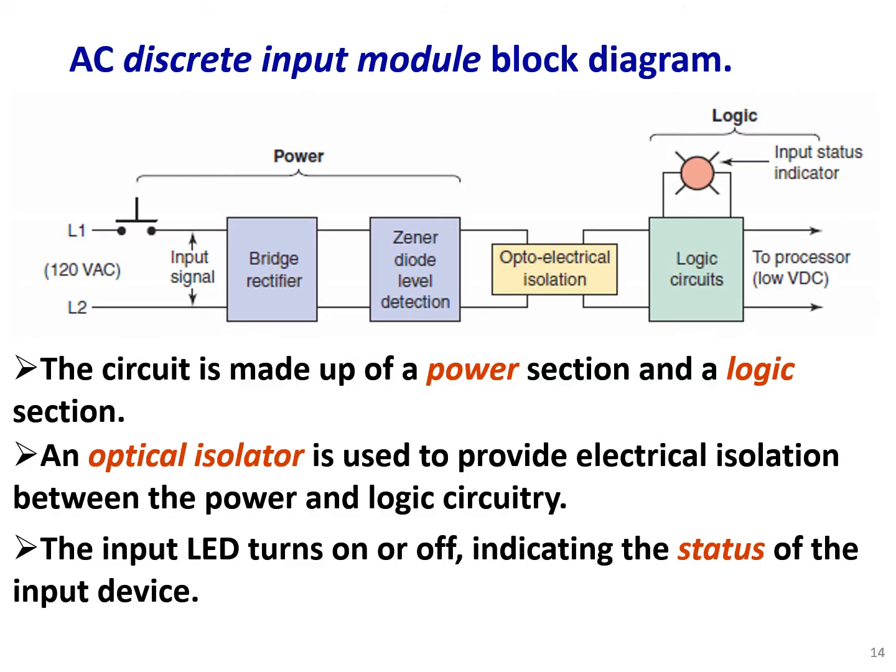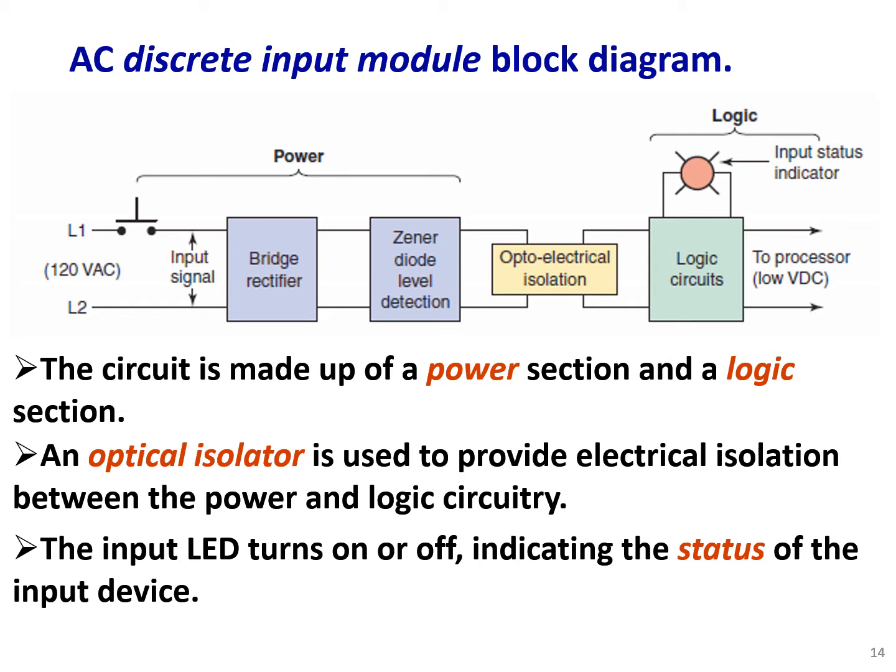AC discrete input module block diagram. So you could see the block diagram for the discrete input module. The circuit is made up of a power section and the logic section. So here we have the power section and the logic section. An optical isolator is used to provide electrical isolation between the power and logical circuitry. So here we have the optical isolator between the power and the logical.